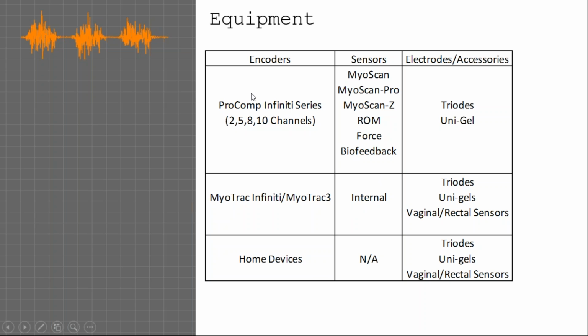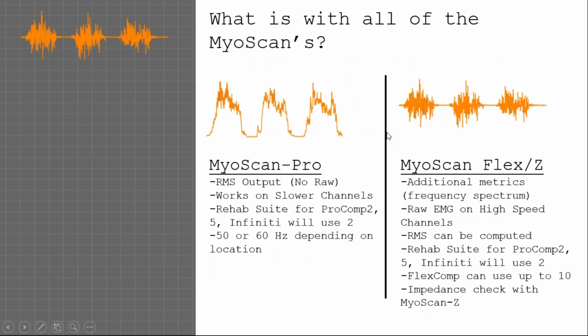The first thing that jumps out at me when I look at our product line is we see this. We see MyoScan, MyoScan Pro, MyoScan Z. What do all these things mean? So what is with all of the MyoScans? And it really comes down, some of it's technical in terms of the building of the products. Other of it is how it's applied. But we really have two kinds of MyoScan sensors. We have a MyoScan Pro and then the MyoScan Flex or Z.